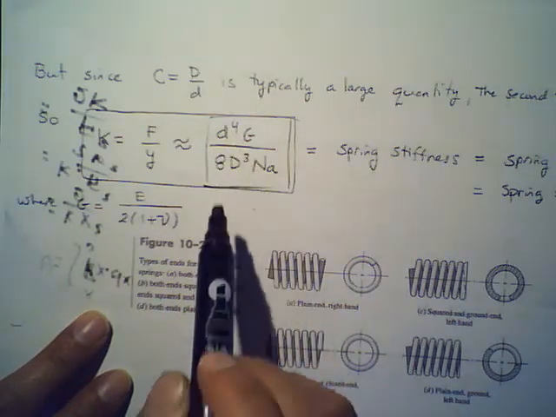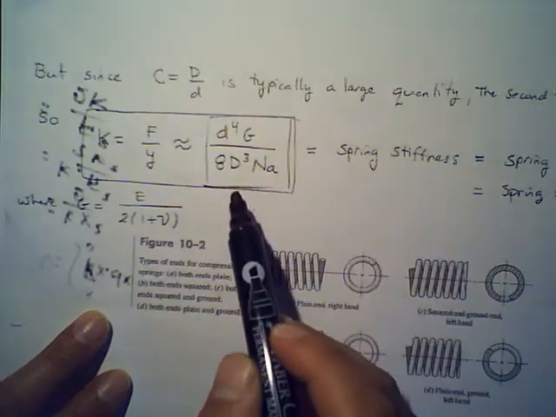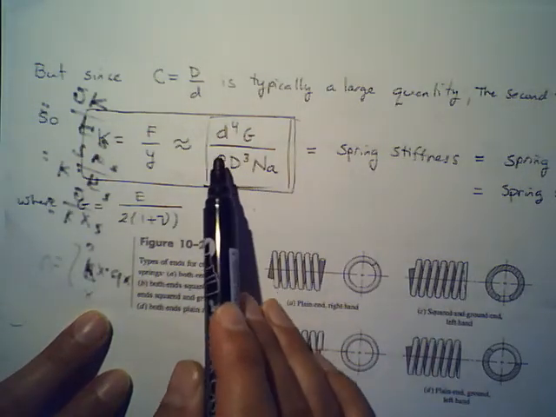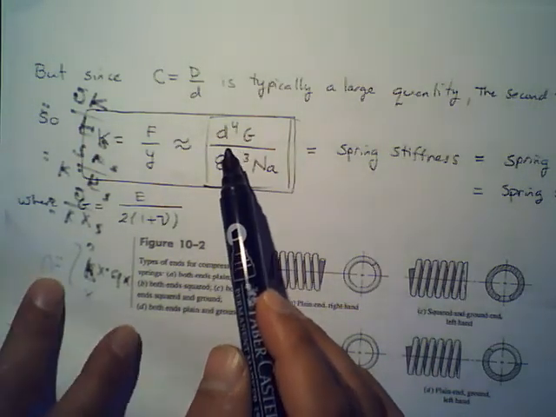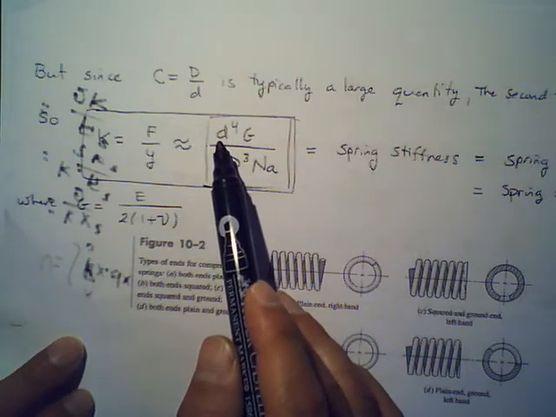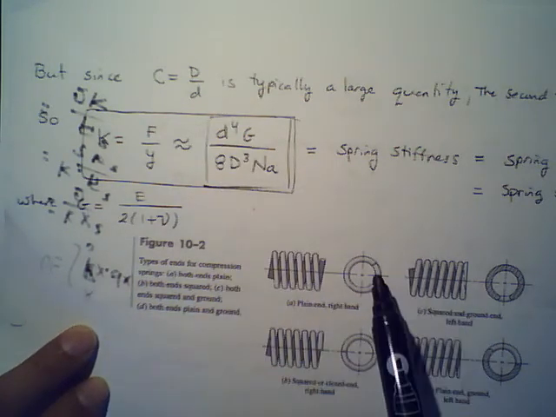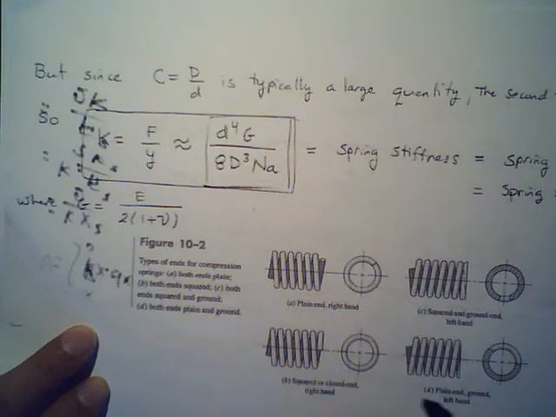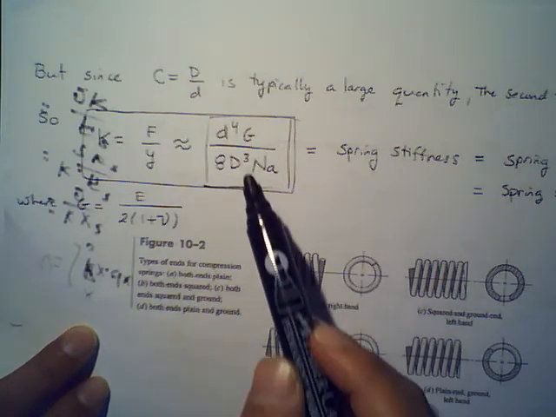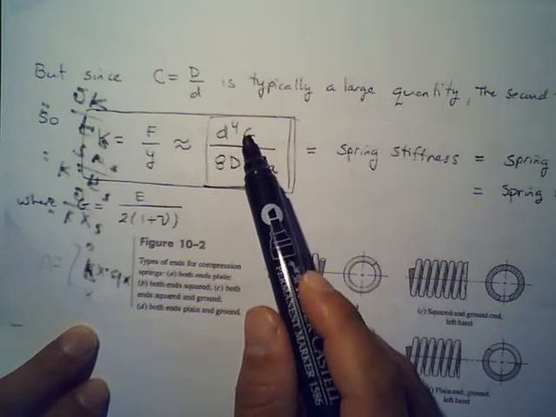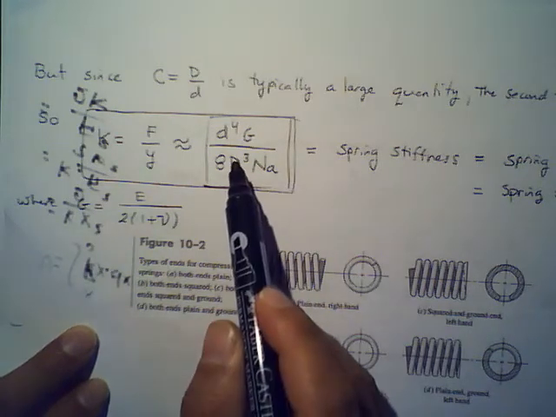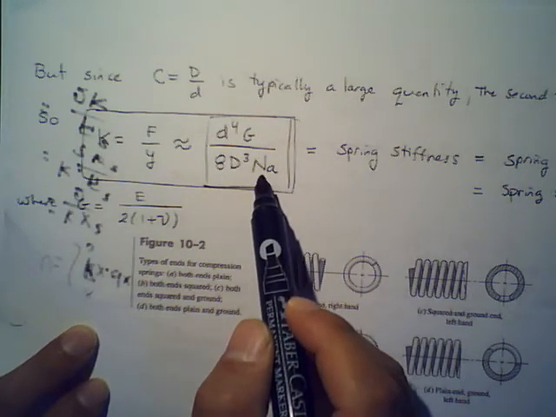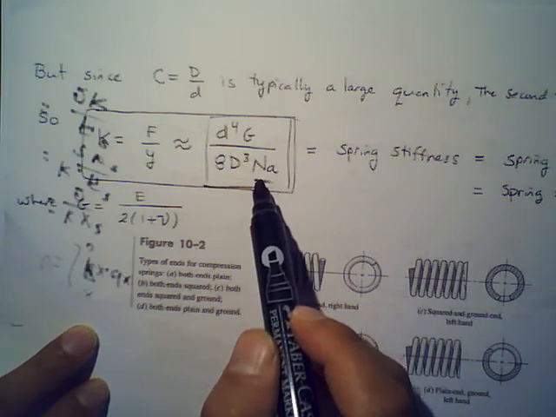If I ask you to get the spring stiffness or the spring rate, all you have to do is simply get these values. Here again, d is the wire diameter of the spring. Usually most springs are made out of music wire, and I'm going to show you in a second how you actually do that. G is the modulus of elasticity of that material. D is the mean coil diameter, and Na is the number of active coils.